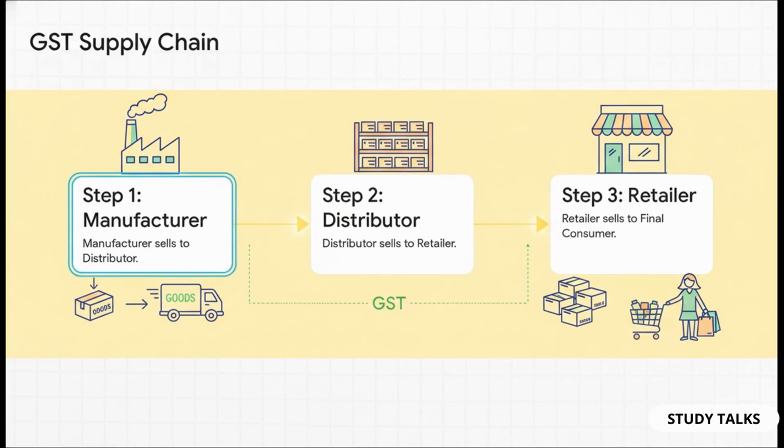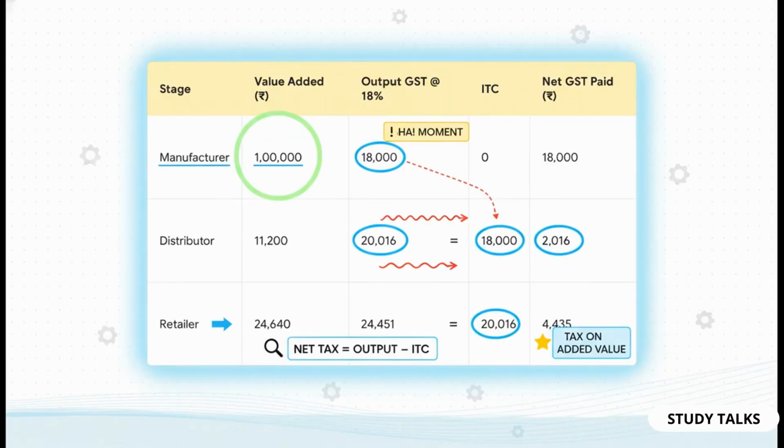So let's picture a really simple supply chain, okay? A manufacturer sells to a distributor. The distributor sells to a retailer. And finally, the retailer sells it to you, the consumer. Now, let's put some numbers on this to see the magic happen. Lean in for this one, because this table right here is the big aha moment. The manufacturer adds value, sells the goods, and pays 18,000 rupees in GST.